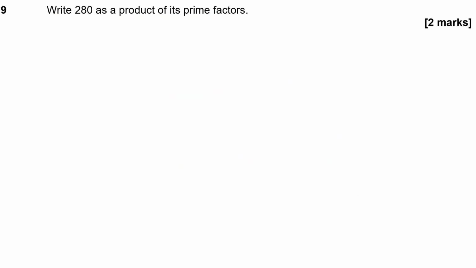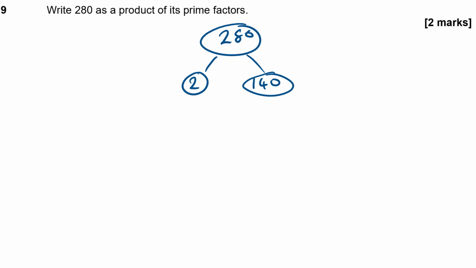Question 9 wants us to write 280 as a product of its prime factors. Now there are different methods for doing this. I quite like the factor tree method, where you start with 280 in a circle at the top, and then you think of two numbers that multiply together to give you 280. So I'm going to pick, well, let's go with 2, and 2 times what? 140 is equal to 280.